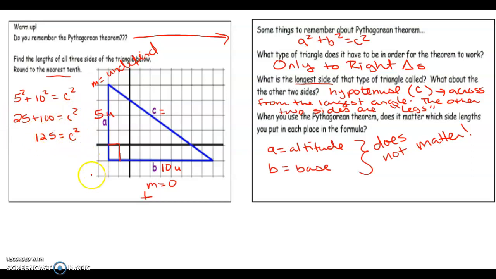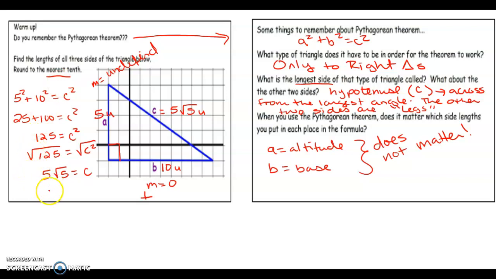Well, this is still c squared. I don't want c squared, I want just c. The opposite of squaring a number is to take the square root, so I have to do that on both sides. Now this does simplify to 5 square roots of 5 equals c. So exactly 5 square roots of 5 units, but it says to round to the nearest tenth.